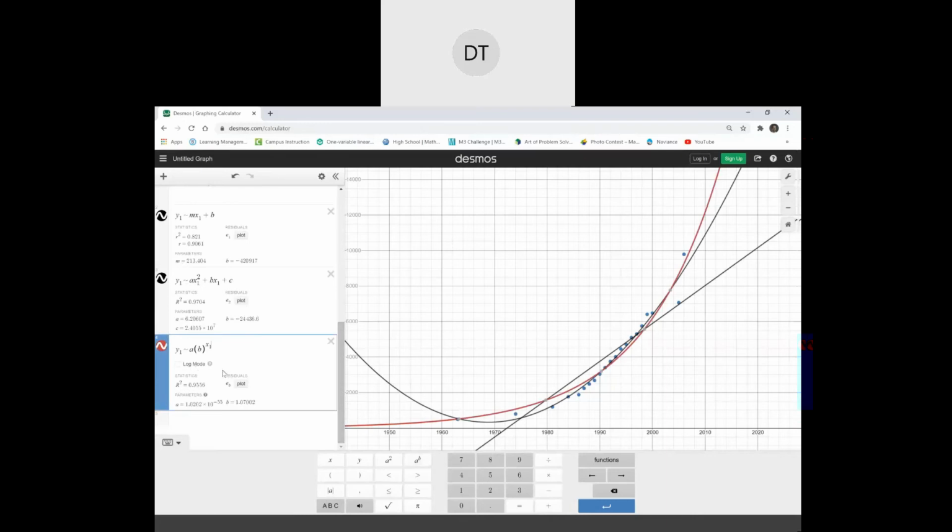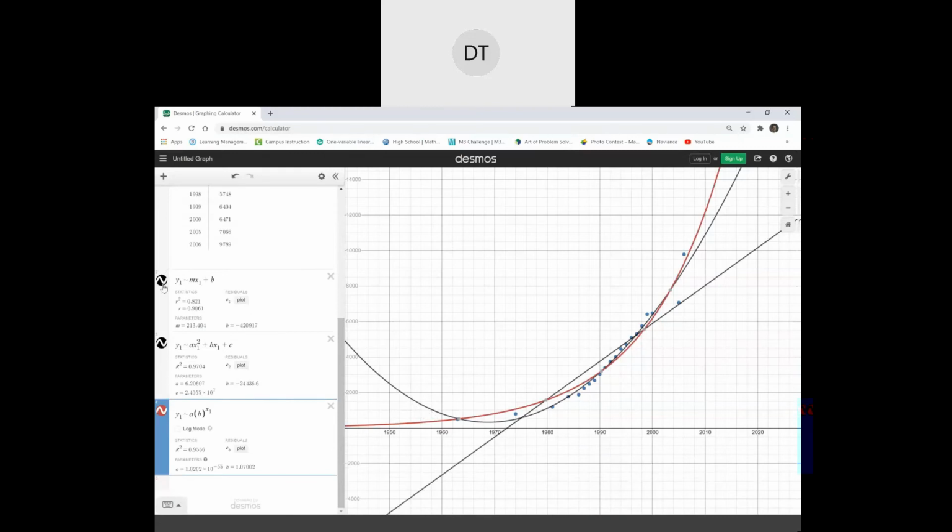So the exponential model has a 95% R squared value, which is a little bit lower than the quadratic model, but we don't know anything about what happened before 1960. So we're going to argue that the quadratic model or the exponential model is the best fit in this situation. We'll stop and we'll go back to answering our questions without using the graph.